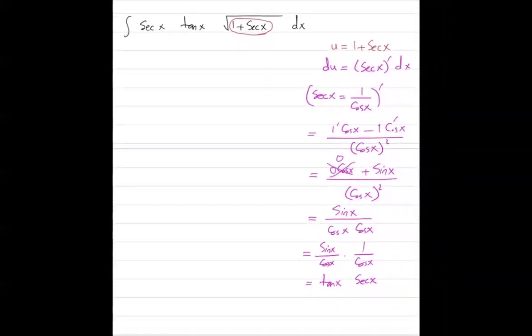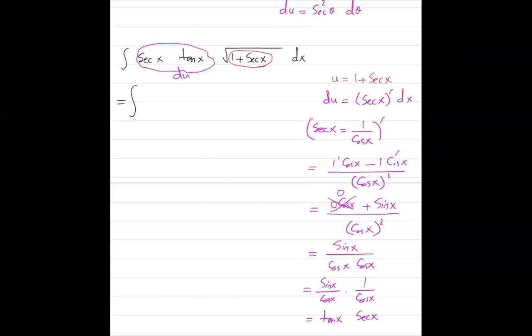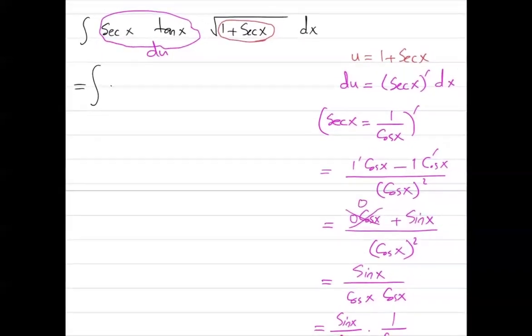Very good. So this integral can be written as the integral of, again, the multiplication between secant and tangent along with dx, which is du. So this integral is equal to the integral of the square root of u times du. This is a familiar integral. We can easily solve this integral.